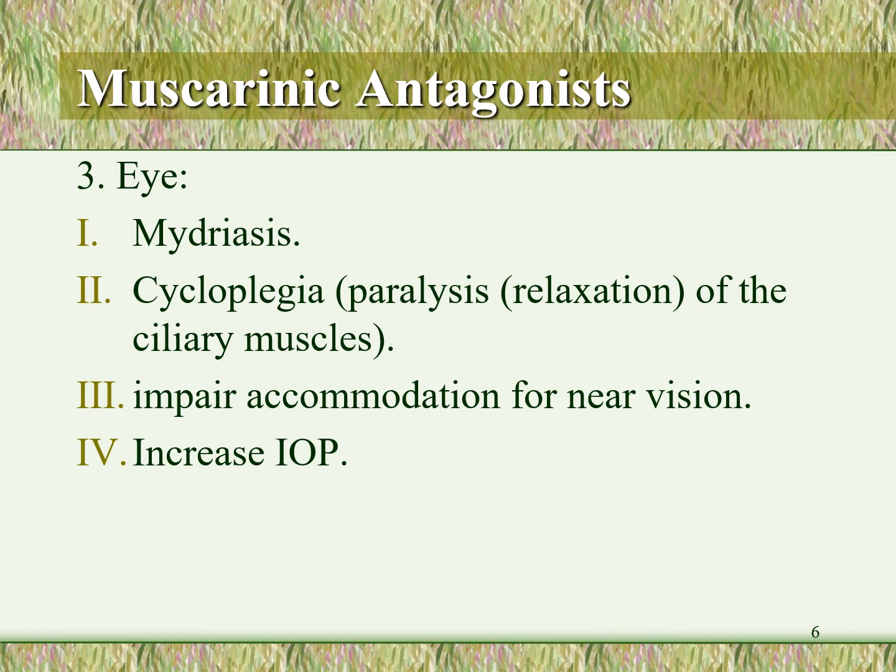The last effect produced by muscarinic antagonist on the eye is to increase the intraocular pressure, and this is the opposite of the effect produced by muscarinic agonists. We saw in the previous lecture that muscarinic agonists tend to decrease the intraocular pressure by two mechanisms. First, contracting the iris pupillae muscles, the circular muscles, will increase the angle between the canal of Schlemm and the iris, and this will improve the drainage of the aqueous humor through the canal of Schlemm.